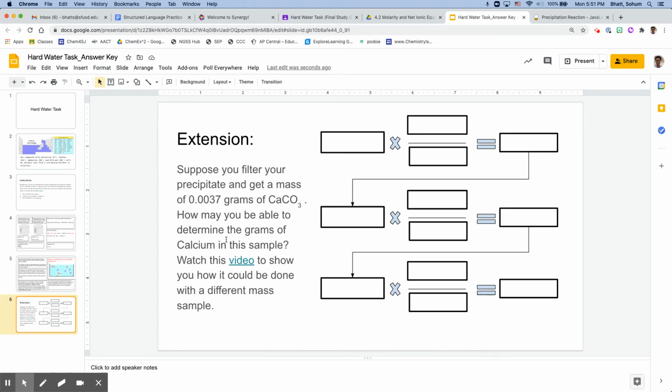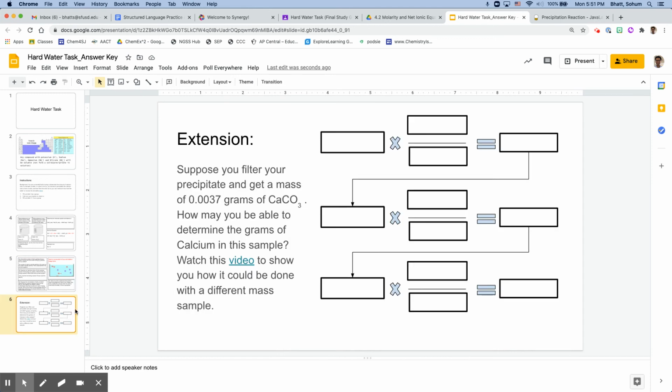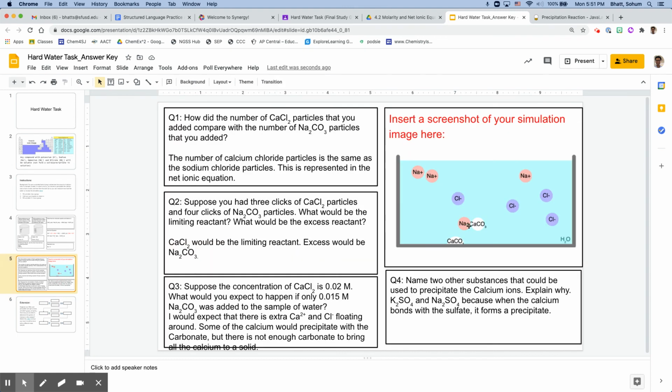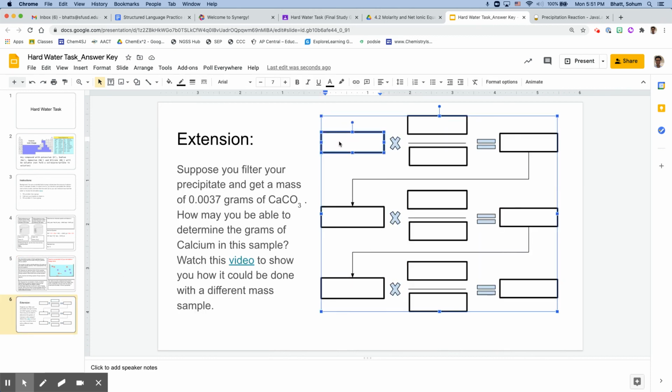The last question here has you walk through a calculation. Suppose that all of this calcium carbonate right here that you're getting as a precipitate amounts to 0.037 grams of calcium carbonate. How many grams of calcium do you have in this sample? So remember, calcium is the indicator of water hardness, but here we have CaCO3. And so remember, we want to isolate for the grams of calcium. The way that you would go about doing that, and I'm not going to do all the math out here, but this video kind of helps you along, you would start with 0.0037 grams of CaCO3.